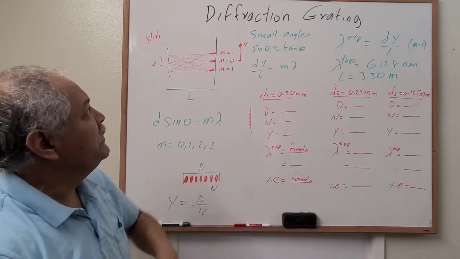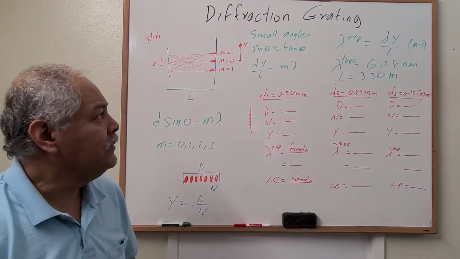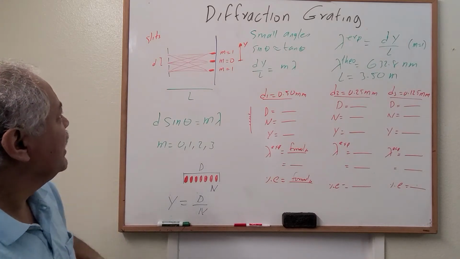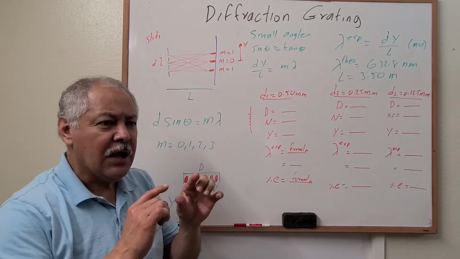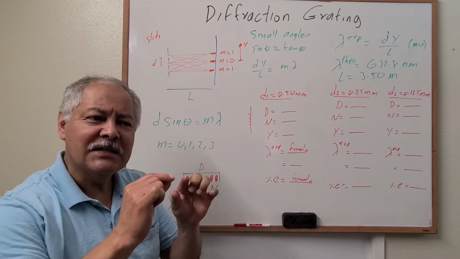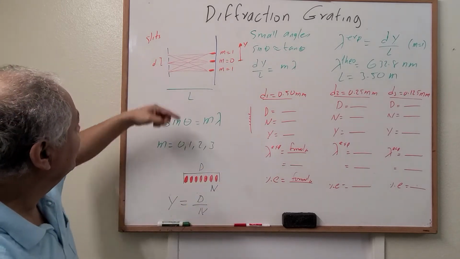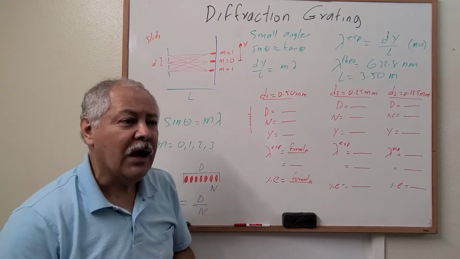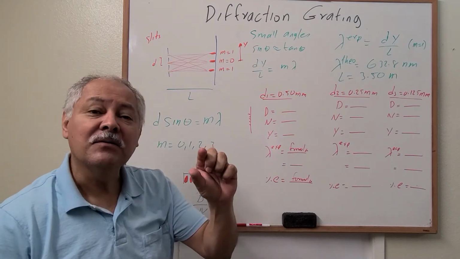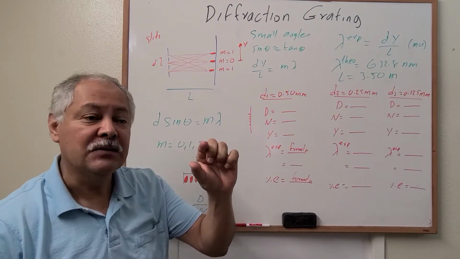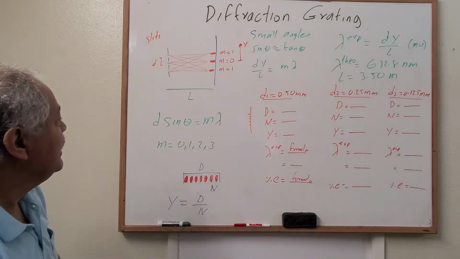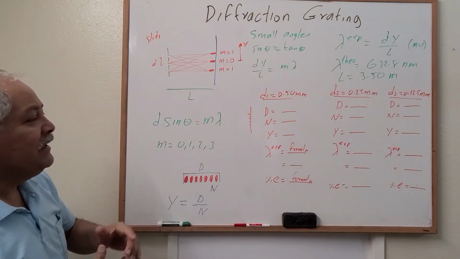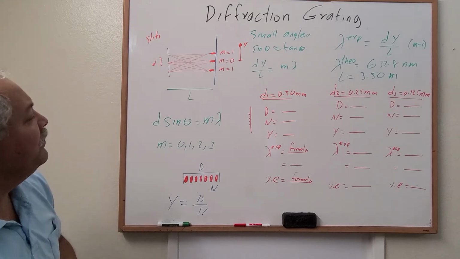Okay, let's go for today's experiment on the diffraction grating. A diffraction grating has a lot of slits. Usually, we have a diffraction grating with thousands of slits in 1 inch. This is a formula that helps us work with a diffraction grating.